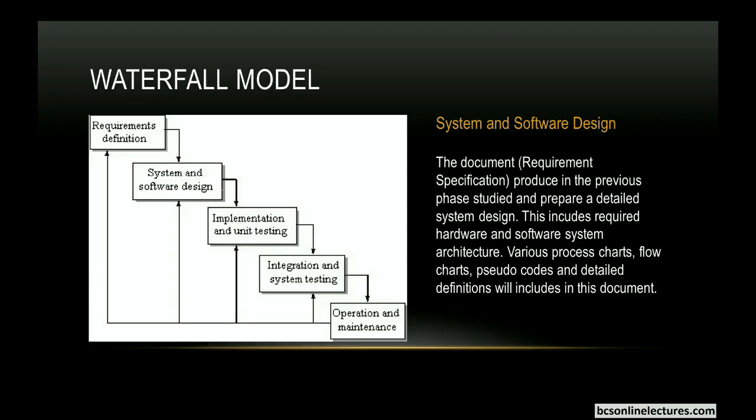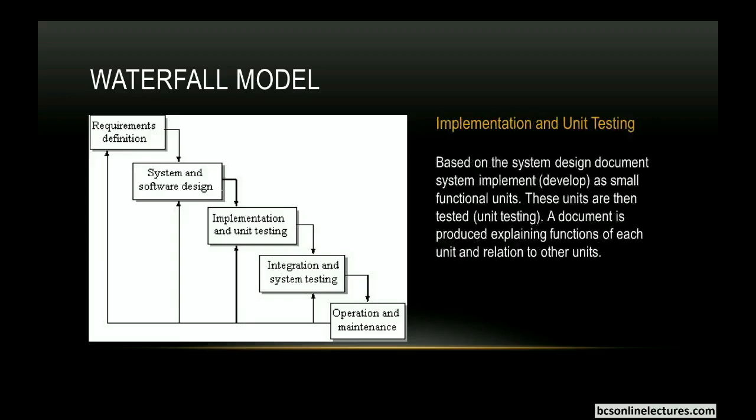This is where the coding is happening, in the third stage, which is implementation and unit testing, right? Based on the system design document, the system is implemented or developed as small functional units. These are called units, okay, or modules. These units are then tested using unit testing. We will discuss this testing in the coming lecture, right? A document is produced explaining the functions of each unit and relations to other units, right? Okay. Now this is what happened in this part.